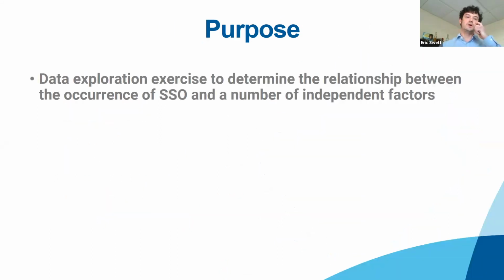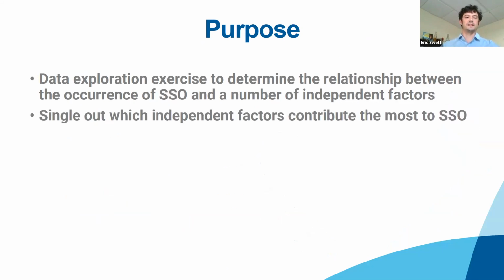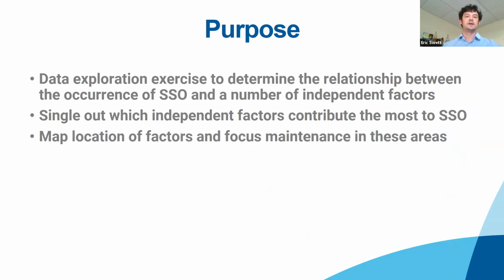So the purpose was to go through this data exploration exercise to determine the relationship between the occurrence of a sanitary sewer overflow and a number of independent factors that we see throughout the sewer system. So I wanted to single out which independent factors contribute the most to these SSOs, and then map the location of these factors. That way we can target our maintenance in these specific areas. 3,100 miles of pipe is a lot of pipe to clean. So it's great to be able to identify smaller areas. So that's the basic gist of the project.